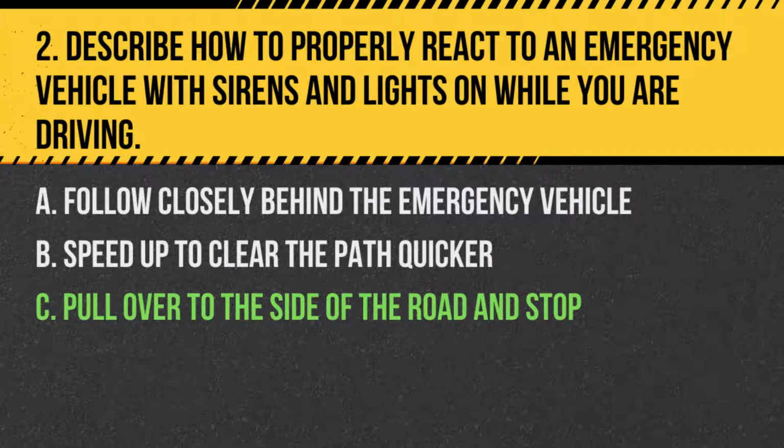C. Pull over to the side of the road and stop. Answer. C. Pull over to the side of the road and stop. When you see an emergency vehicle with sirens and lights on, you should safely pull over to the side of the road and stop to allow it to pass.